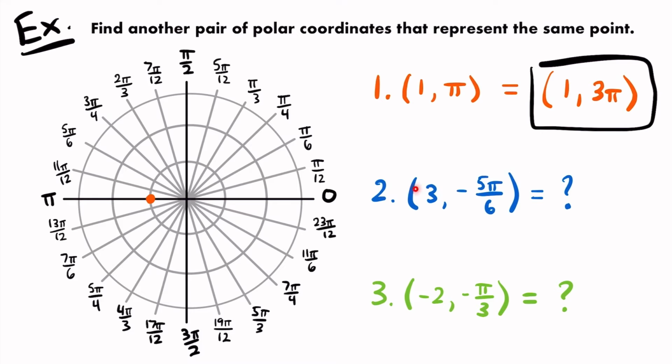All right, now let's look at our second pair of polar coordinates. This time we have 3 comma negative 5 pi divided by 6. And so let's come up with another pair of polar coordinates that represent this same point. But first let's plot this point.